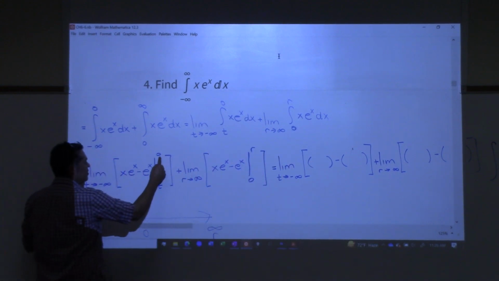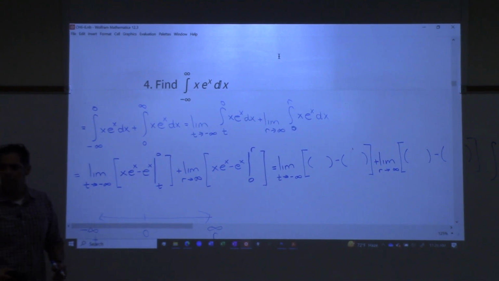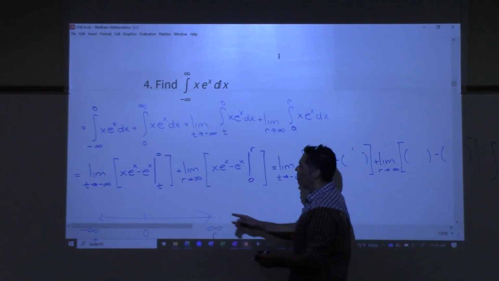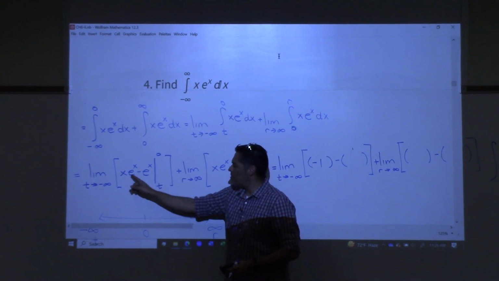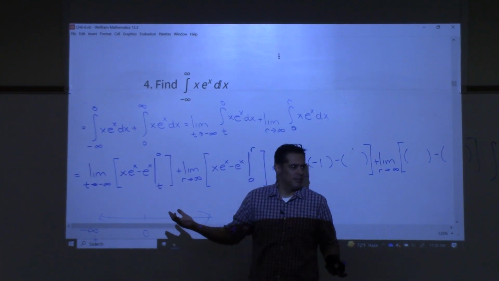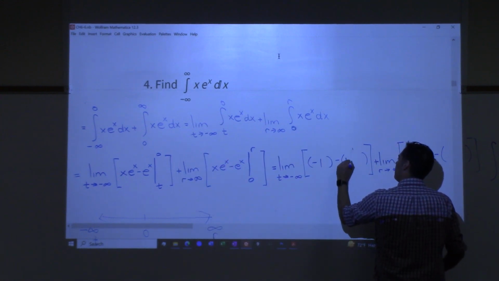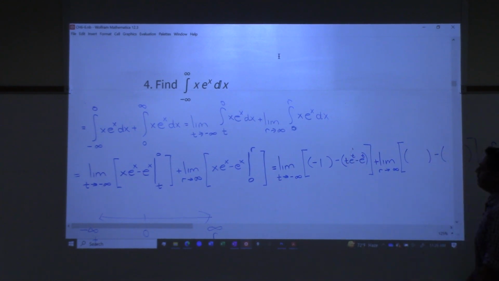Okay, what happens when I plug 0 into this? That's 0 times e to the 0, so that's 0. Minus e to the 0 is negative 1. So I get negative 1 here. And then when I replace all my x's with t's, I just get t's where the x's were. So it's going to be t e to the t minus e to the t. Sorry, it's crammed in there.